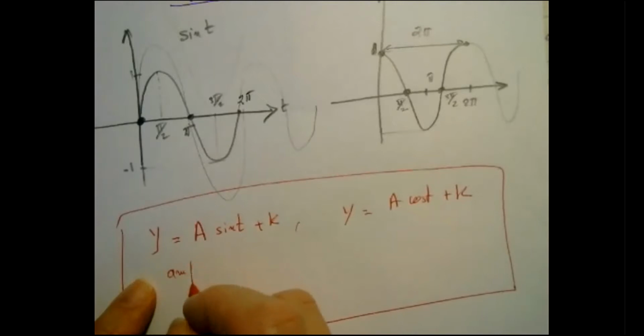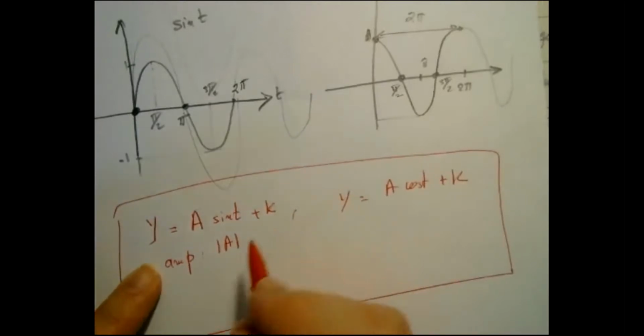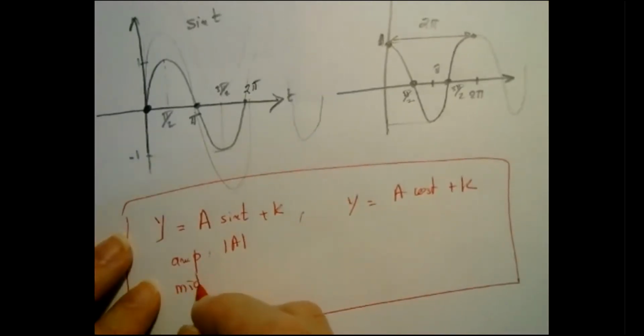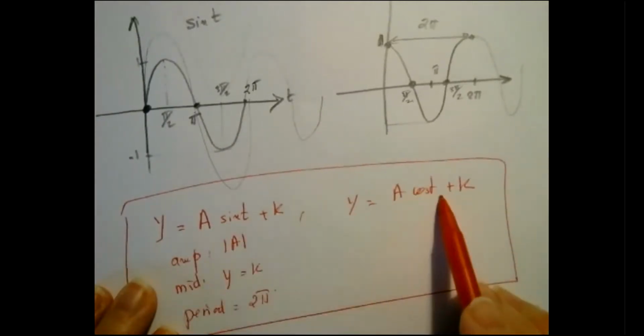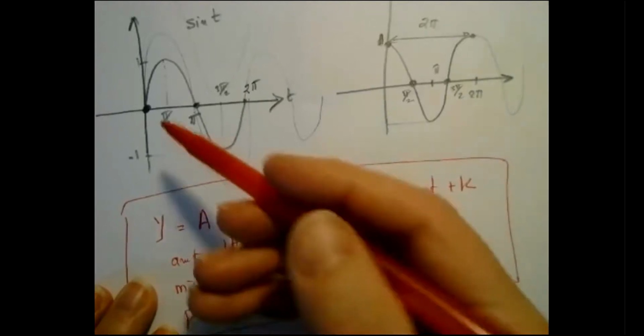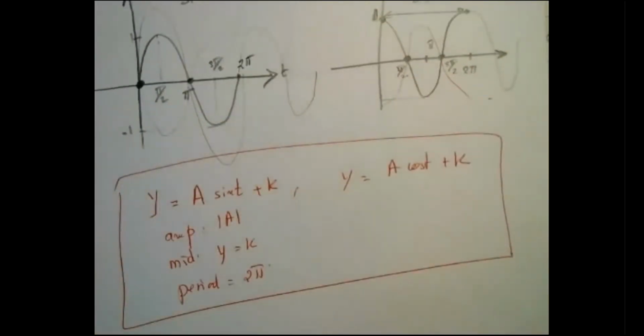In this one, the amplitude, so we get a periodic function, is the absolute value of A. The midline is y equals k. And the period hasn't changed yet. It's 2 pi. If A is positive, we get exactly the sine or exactly the cosine. If A is negative, it means we flip the sine or we flip the cosine. That's the idea that we did last time. I'm going to ask you a few questions related to that before we move on. A basic problem from the book itself. So let's start.